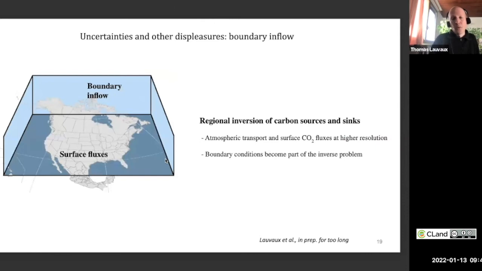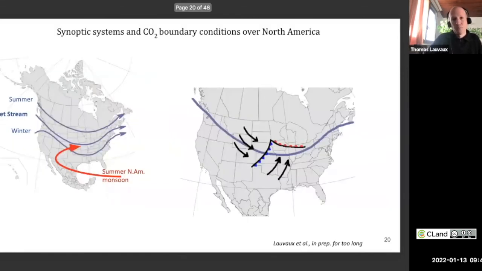So if I go back to my problem, it's technically a box, and it's nothing else than a box, where you have the boundary inflow coming from outside. We need to define it. And then we have the surface fluxes, the amount we want to estimate. It's really what we care about. The boundary inflow in a perfect world should be known, but unfortunately, it's not exactly known.